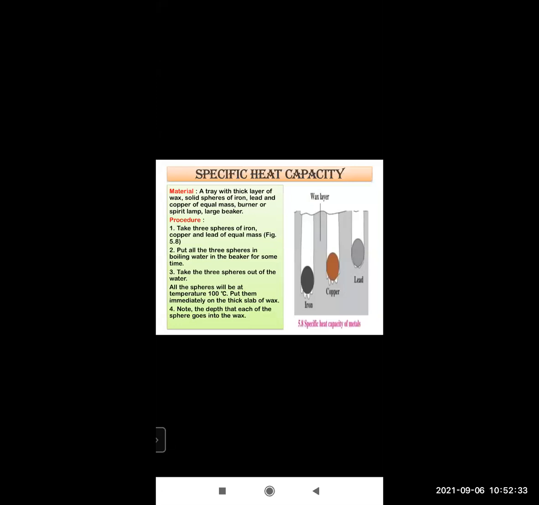Just look at the figure. I will show you the figure. If you see the figure, the iron sphere goes deepest into the wax. The lead sphere goes the least, and the copper sphere goes to an intermediate depth, in between iron and lead. This shows that for an equal rise in temperature, the three spheres have absorbed different amounts of heat.